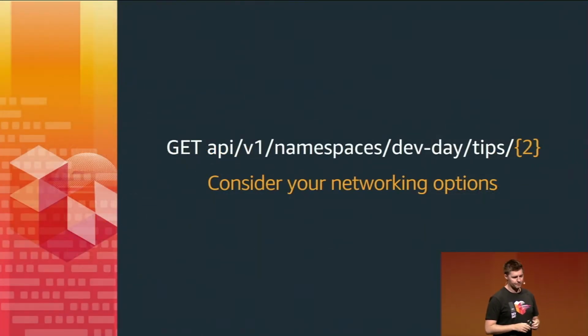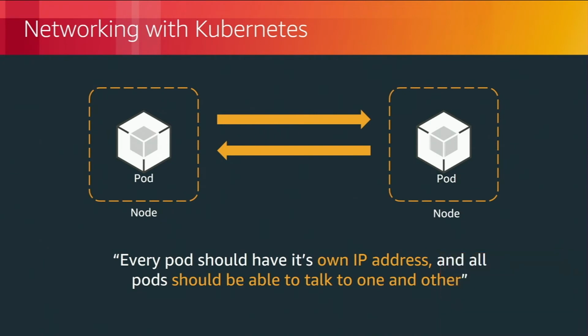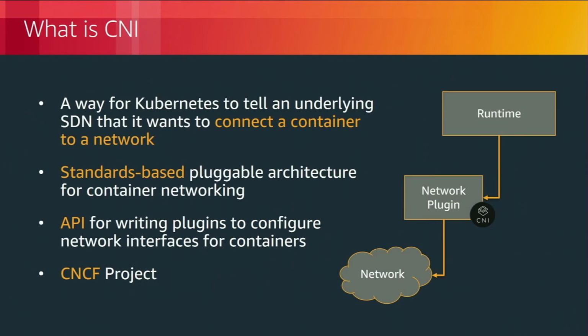My next tip is around networking options. Now, networking is at the core of most, if not all, distributed systems, and Kubernetes is no different, and the applications that you deploy on Kubernetes are no different. We really have to spend some time thinking about this and understanding the requirements of our application. Kubernetes has a very simple principle around networking. Every pod needs to have its own IP address, and all of those pods in the cluster should be able to talk to one another. How do we go about implementing this IP per pod model? A few options.